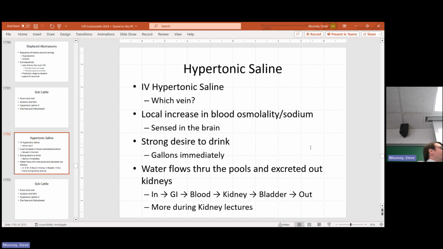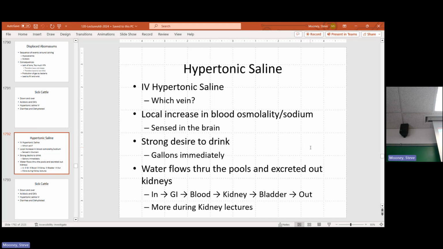You give that animal, you usually want to have two 5-gallon buckets of water right there. You give that IV, she starts drinking within 2 minutes. And I mean, aggressively drinking. So why are we doing something like this? We're trying to get as much water into her as we can to help hopefully flush the body of toxins.